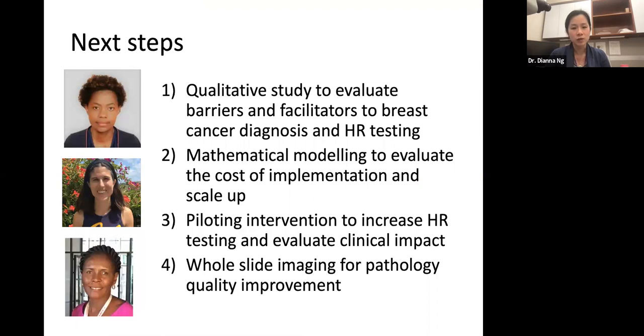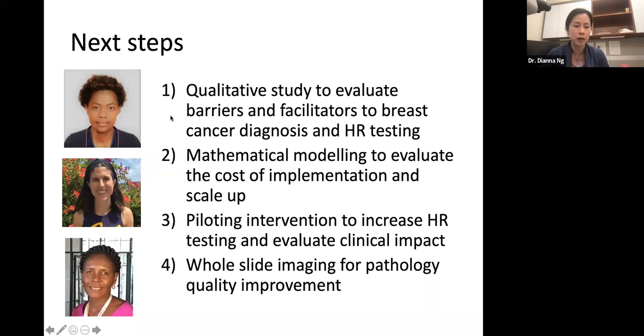And so what are some of our next steps? So our pilot study shows really promising data. The IHC and FNA correlate very highly. So what we're doing now is we're getting ready to actually introduce this into Muhimbili University and possibly other sites in Tanzania. We are currently about to kick off a qualitative study to evaluate barriers and facilitators to breast cancer diagnosis, hormone receptor testing, and also implementation of the GeneXpert.